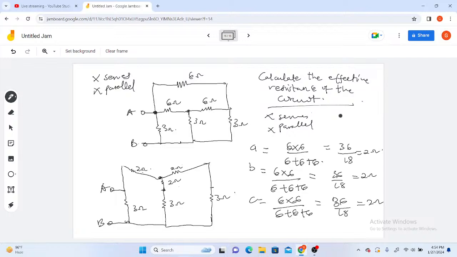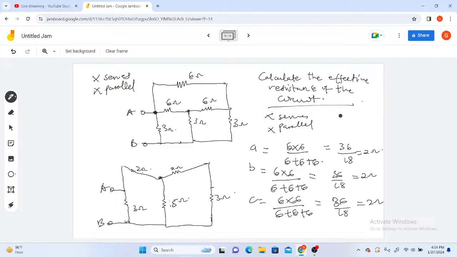So 2 and 3 ohm here becomes in series. So their effective value is 2 plus 3, and that is 5. So I replace this whole branch with a single resistor of value 5 ohm. And that is exactly what we did. So here is 5 ohm.